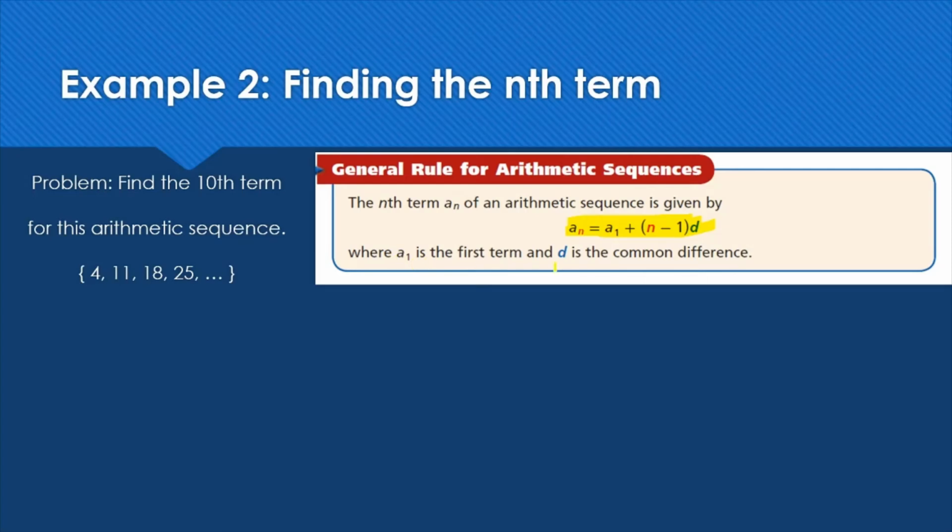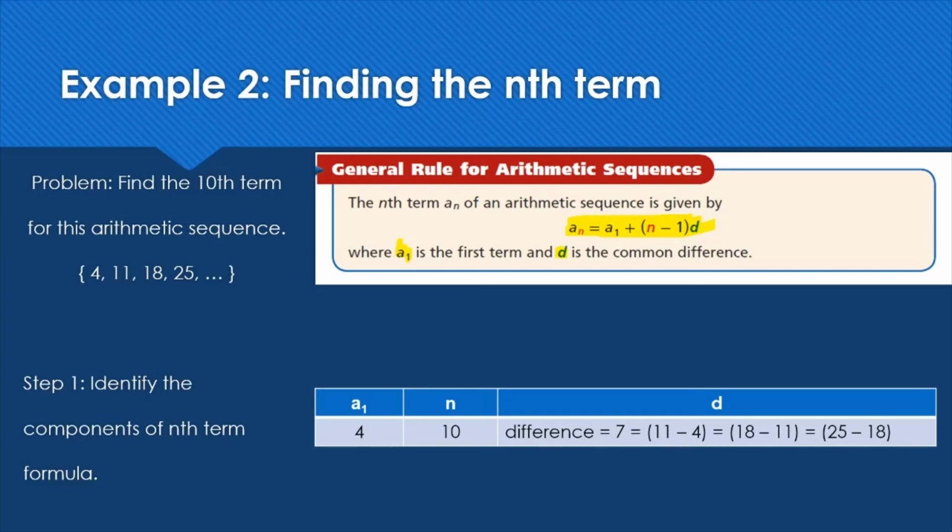And then we see that we have A1 here, which is our first term. In this sequence, that's 4, and then D we'll find in a moment. So the first step in doing a problem like this is to identify the components of the nth term formula. I already started talking about that, but as we see here, we have this first term 4 here, which just goes right to there.